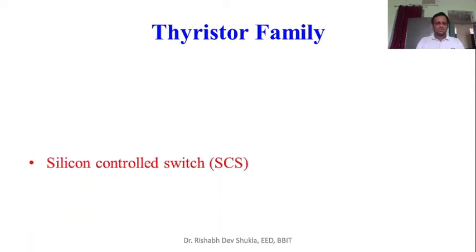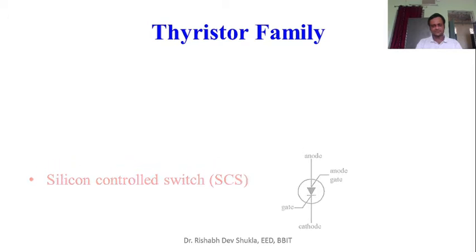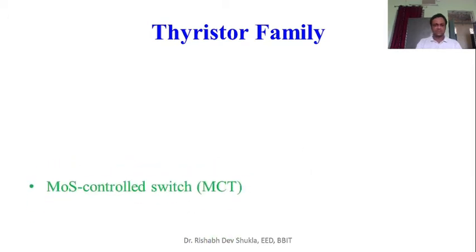Then we have the silicon controlled switch, SCS, represented with anode, cathode, and two gates, one of which is on the anode side. Then we have the MOS controlled thyristor, MCT, which is represented like this. In this representation, the gate is isolated because we are using MOS technology here.